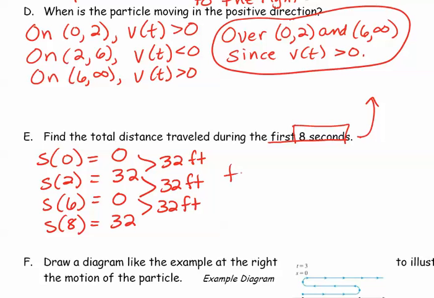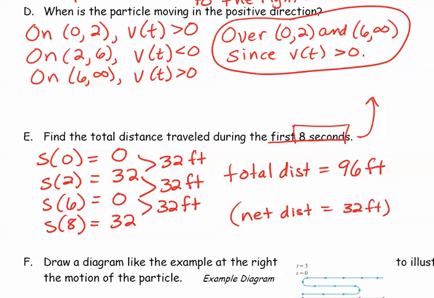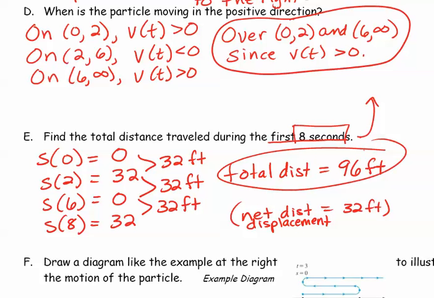So the total distance looks like it would be 96 feet. And again, you weren't asked this question, but it's interesting to notice here that the net distance is only 32. So make sure that you're not mixing up those terms. Net distance or displacement might come up in some other types of problems. So here we were only interested in total distance.